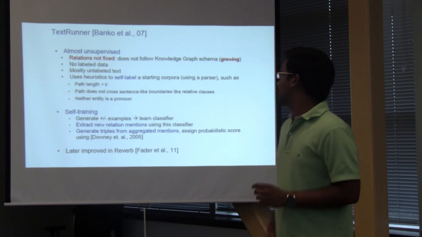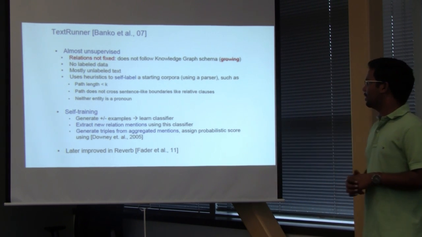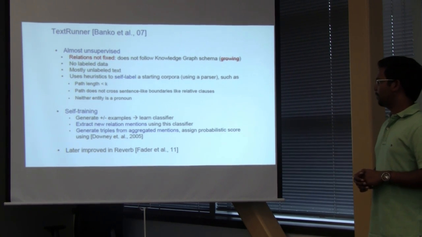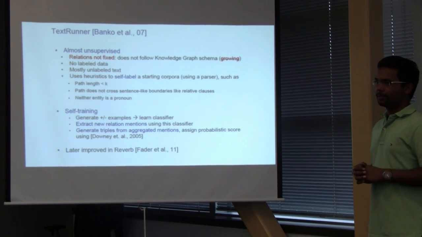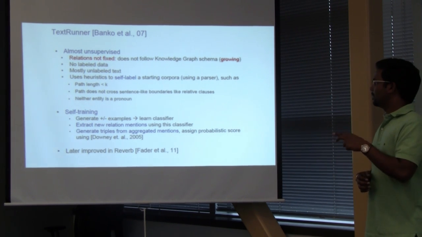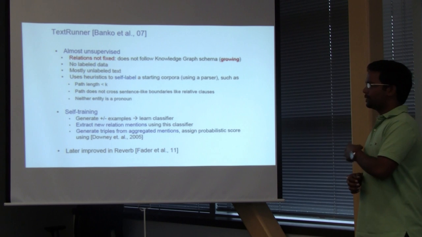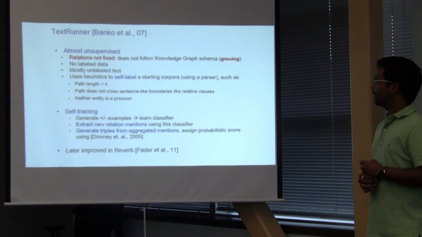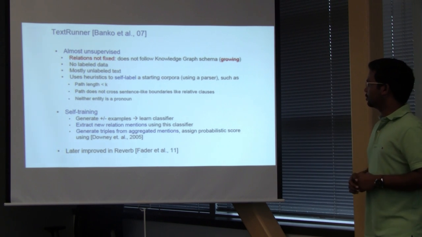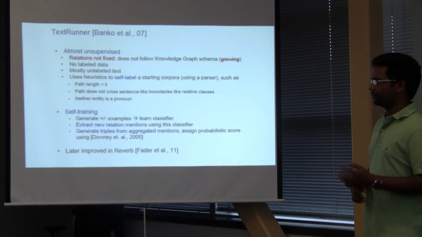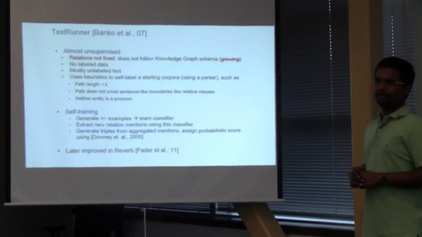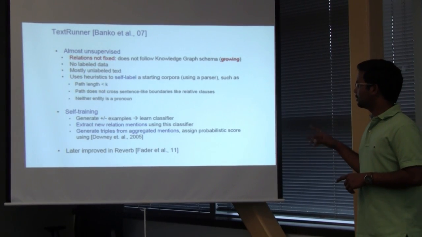So TextRunner is an example of semi-supervised learning. It takes the seed examples and starts from there. It also generates positive and negative examples automatically, and creates tuples from unstructured data. This is part of open information extraction that we have discussed, that I showed you in the beginning.